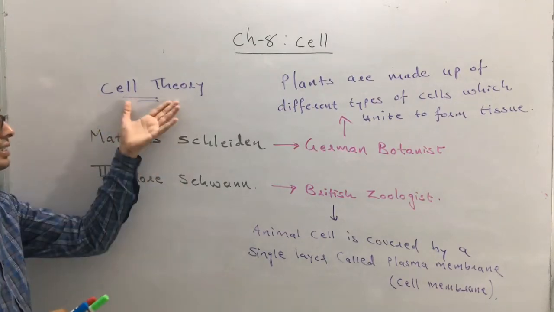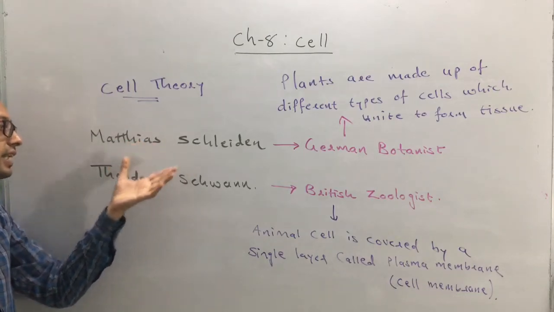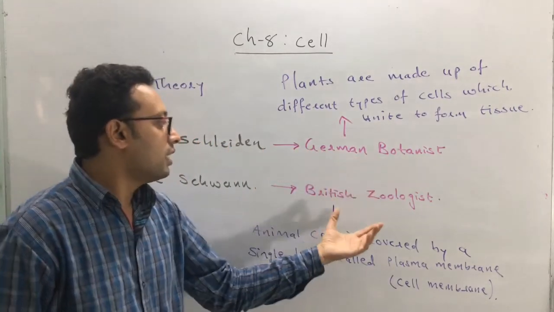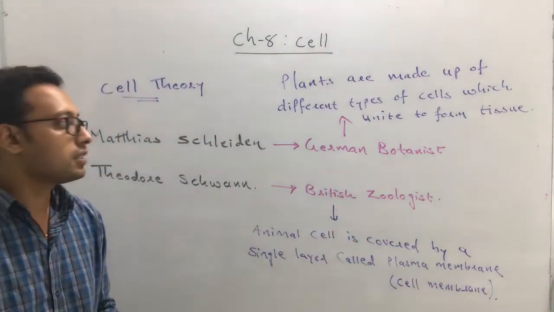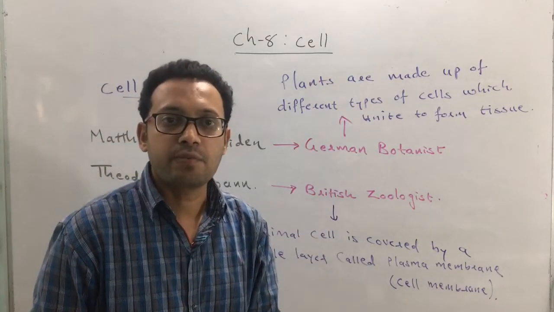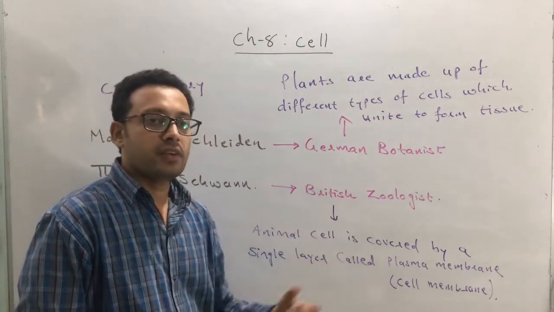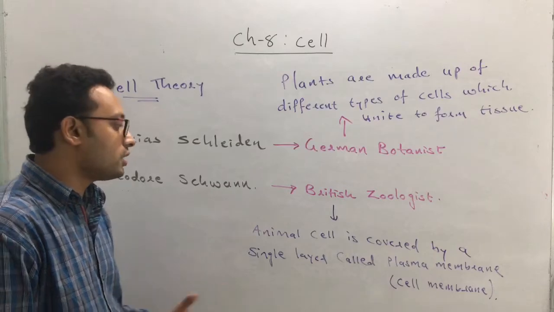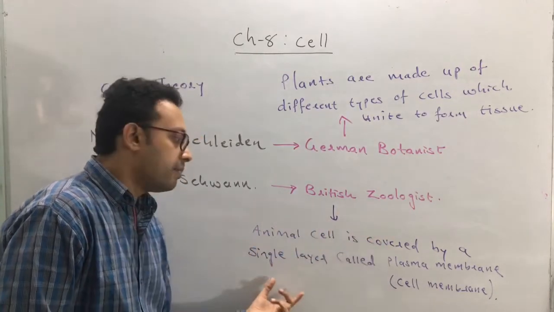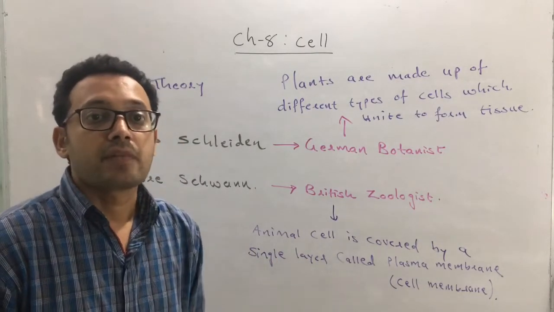Clear? In the cell theory, there are contributions of two main scientists, Matthias Schleiden and Theodor Schwann. Schleiden is a German botanist and Schwann is a British zoologist. The German botanist discovered that plants are made up of different types of cells which unite to form tissue. And what is the discovery of Schwann, the British zoologist? The animal cell is surrounded by a single layer called the plasma membrane, or cell membrane.